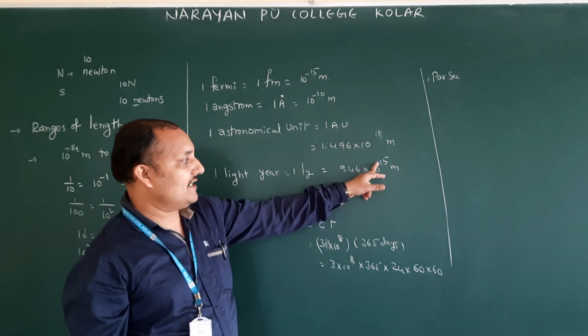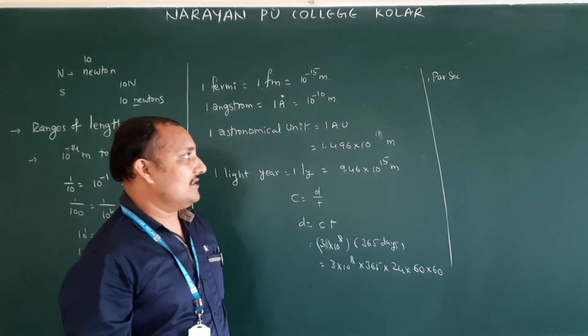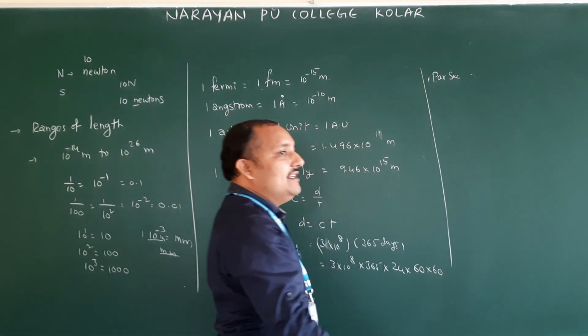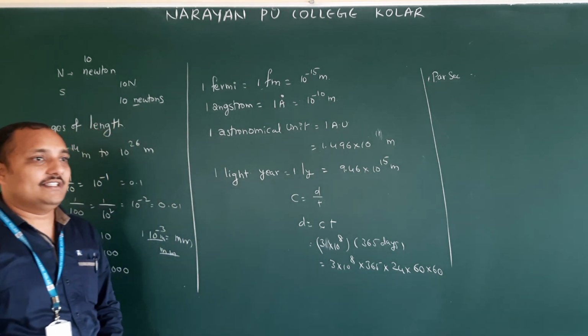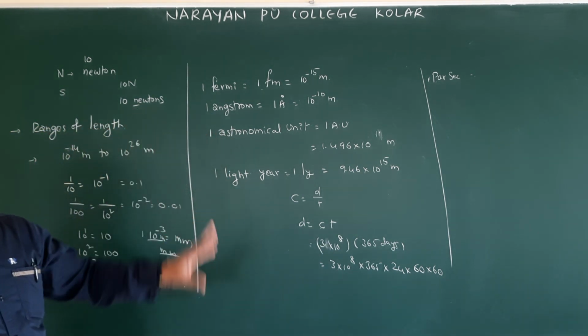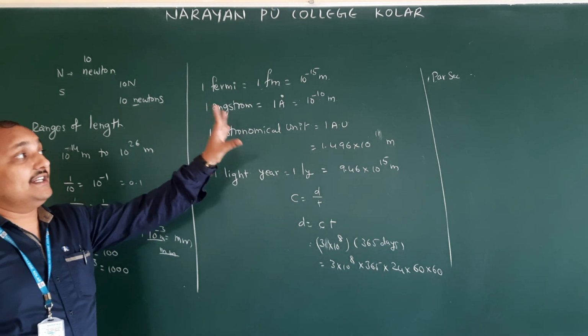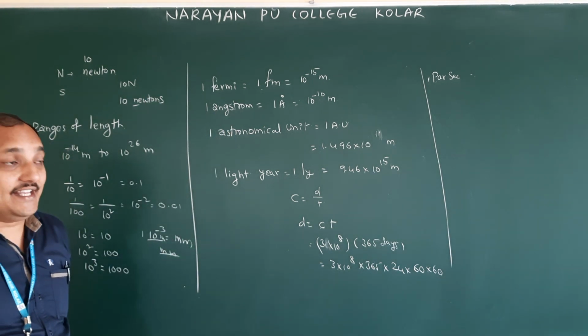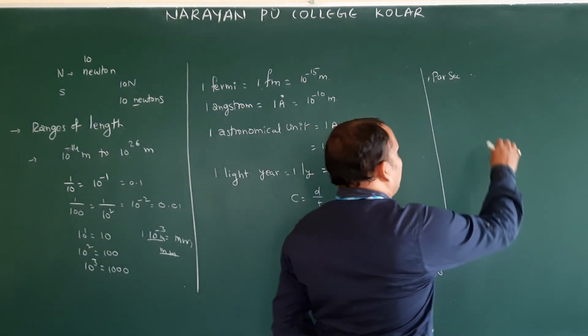So this is plus 11, not minus 11, and this is plus 15. Next is 1 parsec. In parsec there is the word second, so some people think it is a unit of time. That is not a unit of time. It is a unit of distance. 1 parsec is about 3.08 into 10 power 16 meters.